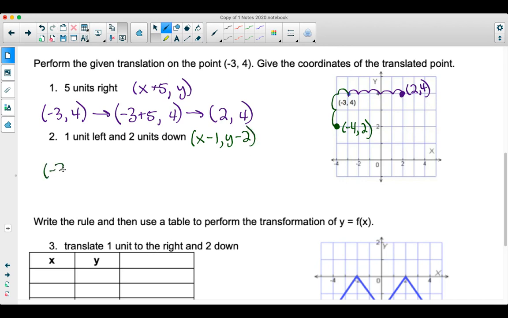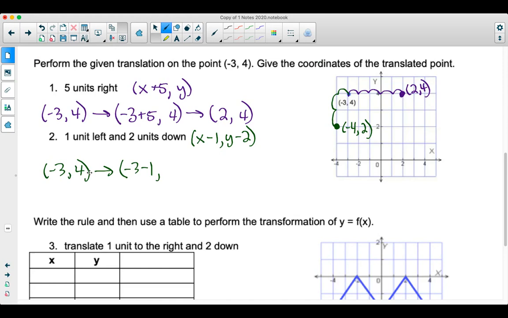So if we start at -3, 4, you're going to subtract 1 from -3, so -3 minus 1. And then subtracting 2 from the y value, so 4 minus 2. And when we simplify that, we get -4, 2. And that's where we ended up when we did it on the graph.